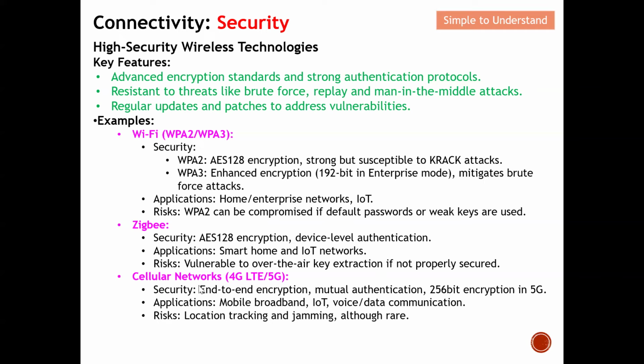Okay, and the last one on the high secure wireless connectivity will be the cellular network, which we are very comfortable with, 4G, 5G. Basically the security is end-to-end encryption. They have mutual authentication also, and AES 256 encryption in 5G. Application will be mobile broadband. Basically our mobile, which communicates with the base station, IoT, and the form of data that we actually send will be voice or data.